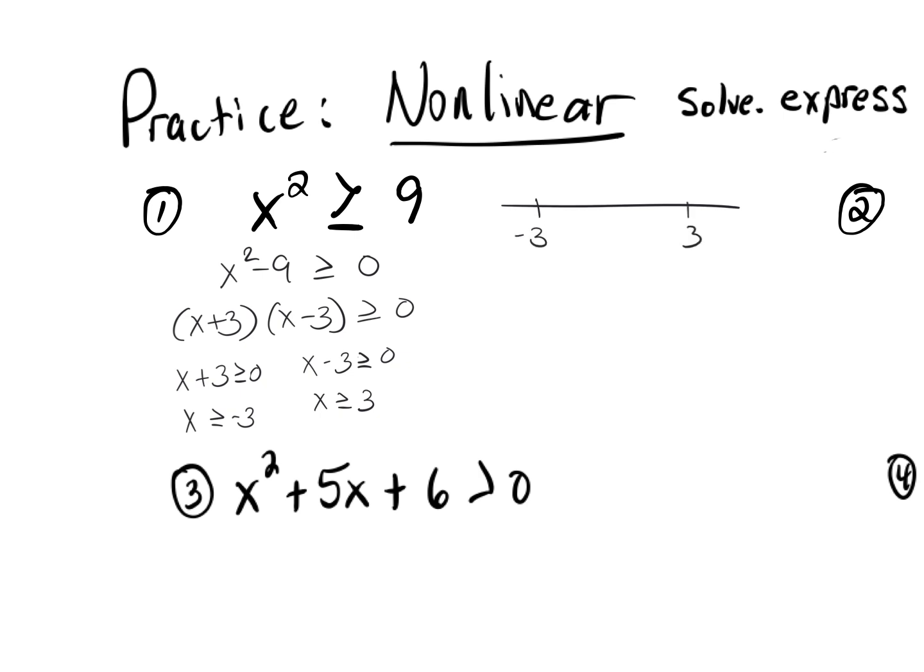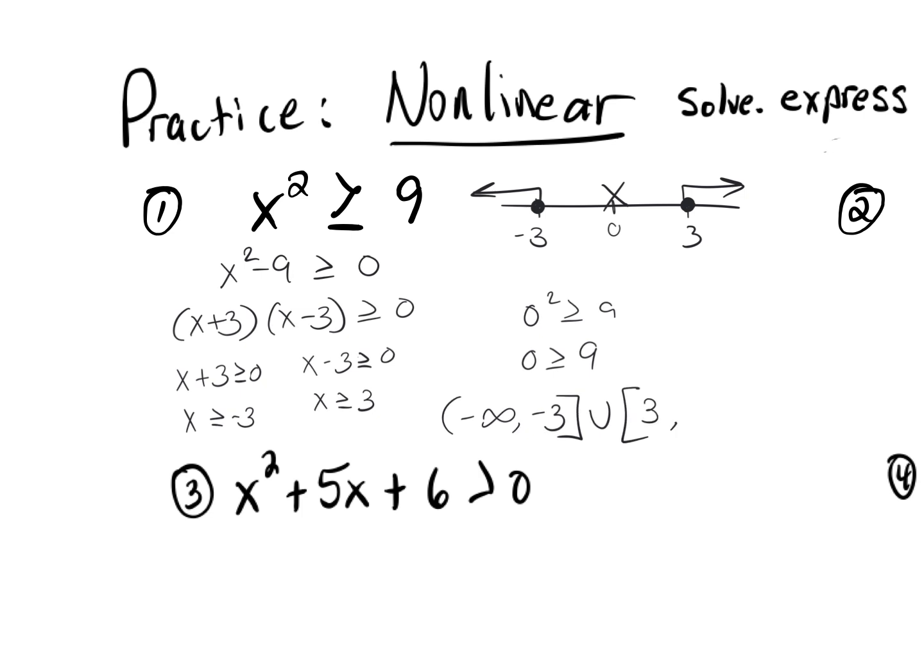I'm going to try out the 0. Again, you just have to try it once. I did it the other way, all 3. You don't need to solve all 3. As long as you plug it in once, it's either going to work on the outside or on the inside. So I'm going to try 0. So 0 squared is greater than or equal to 9. Right here, this is 0. 0 is not greater than or equal to 9, so we know it doesn't work. So we go to the left and we go to the right. So our solution is negative infinity to negative 3, bracket, union, bracket, 3, comma, infinity. Again, this will be your solution.